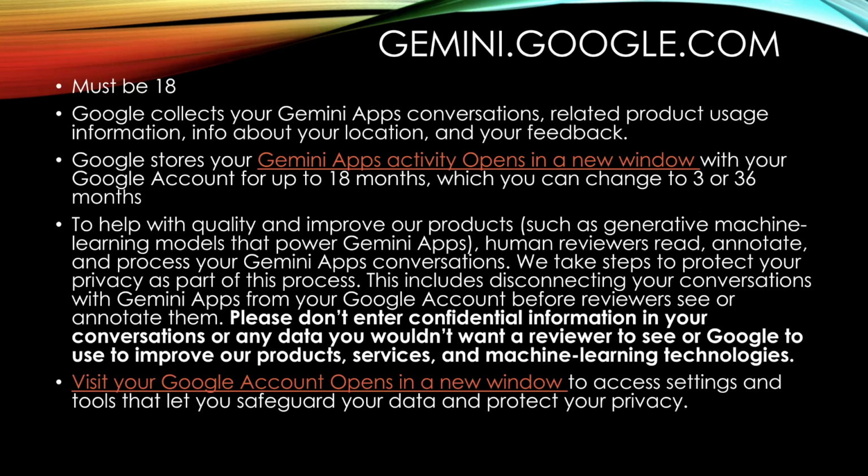Okay, I wanted to include this. This is Google's version of Google's AI. It's called Gemini. This is part of the terms of service. So you must be 18, and I thought I just wanted to show it to give you some of the cautions about using it. So it collects the conversations related to your usage of it, and so there's going to be information about your location, your feedback that you give it. It stores the information, which I guess you can change. I've not played around with it enough to see, but it'll store it for 18 months, but you can shorten that or lengthen it.